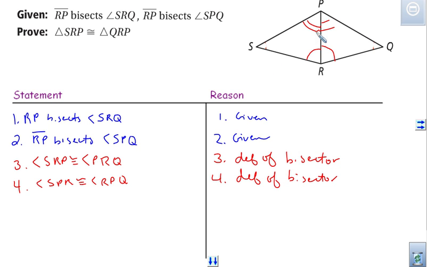So then we look at our triangles. I have an angle, and I have an angle, so I'm missing one more piece. So our step 5 is going to be that PR is congruent to PR, and that would be because of the reflexive property. So now we have our 3 pieces. I see an angle, a side, and an angle, so our 2 triangles are congruent.